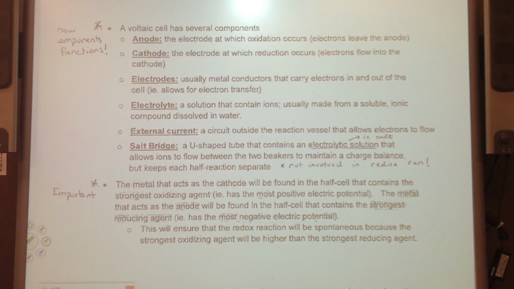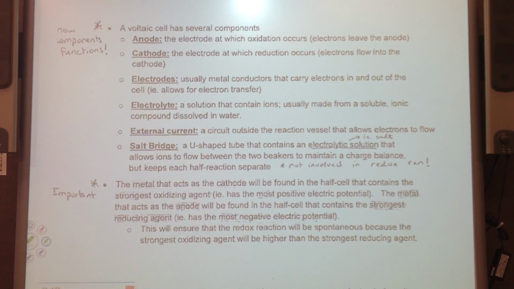Alright, external current, a circuit outside the reaction vessel that allows electrons to flow. So this is your voltmeter that's allowing the passageway. And a salt bridge. It's a U-shaped tube that contains an electrolytic solution, otherwise known as a salt, that allows ions to flow between the beakers so that you can maintain the charge balance. Okay? But it keeps your reaction separate. It doesn't interfere. This is where we're always talking about spectator ions. This is where this comes into play.